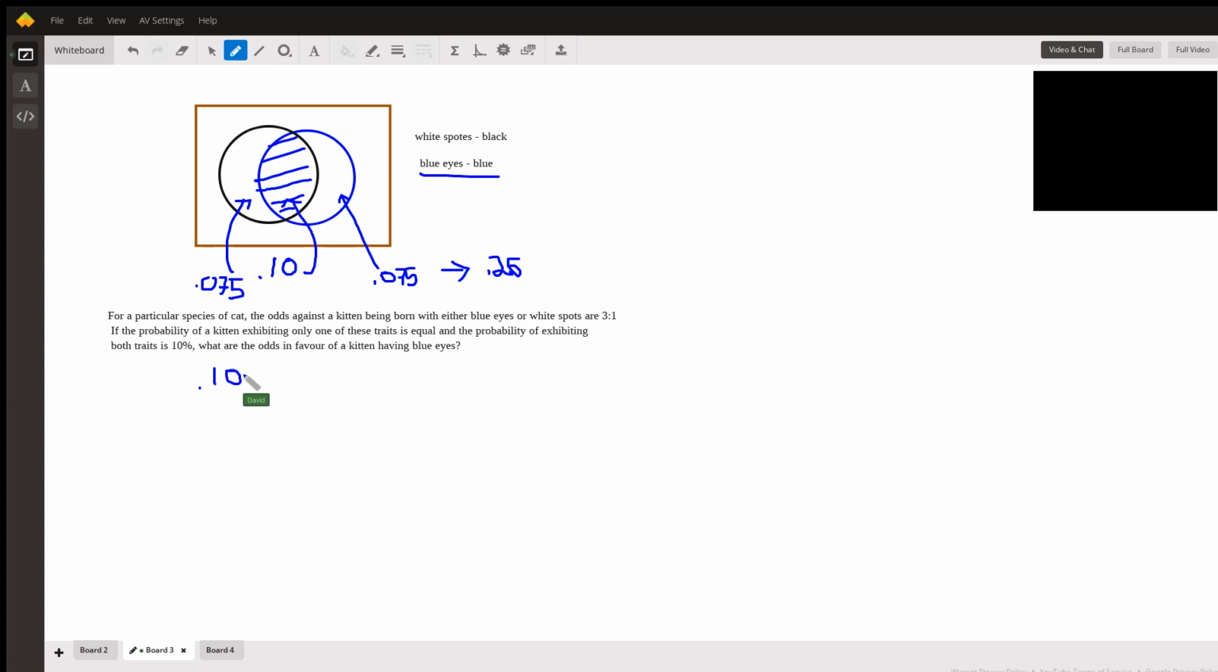0.10 plus 0.075 is equal to 0.175, which I can also write as 17.5%. And that is our percentage of kittens, or the odds of favoring a kitten having blue eyes. Odds are 17.5. Now, if I wanted to convert those into an odds ratio, then I'd have to do the same thing in reverse that I did before to get the 3-to-1.